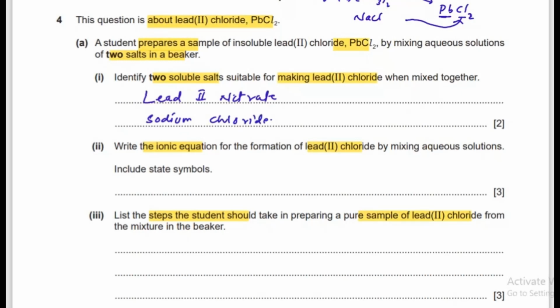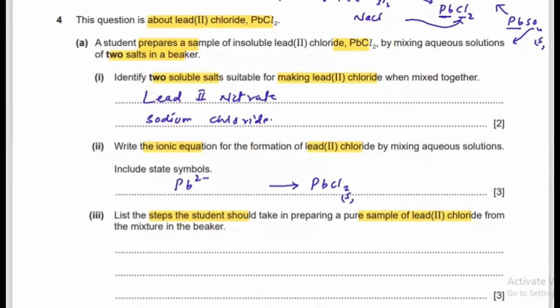If we are going to prepare lead 2 sulfate, which is an insoluble salt, we can identify in the same way the two soluble salts used to get lead 2 sulfate. Number one, take the nitrate, lead 2 nitrate, and take the group 1 salt of sulfate, sodium sulfate. So insoluble salts can be prepared by mixing soluble salts. Write the ionic equation for the formation of lead 2 chloride. Lead 2 chloride is PbCl2. By skipping the spectator ions, we can get the ionic equation.